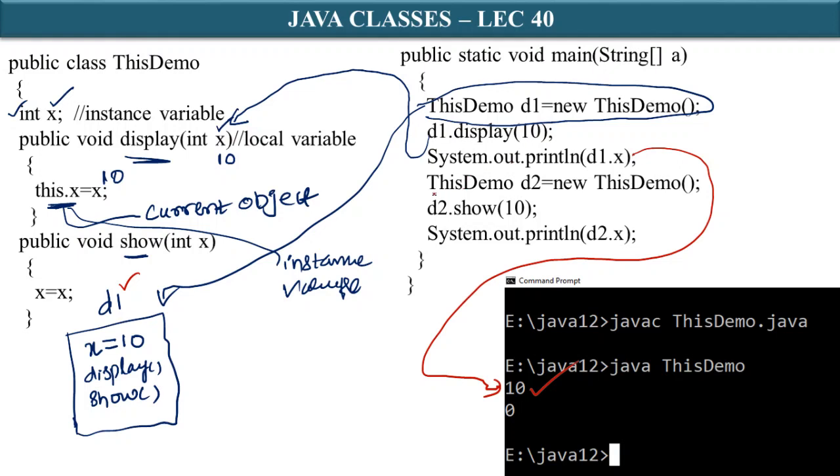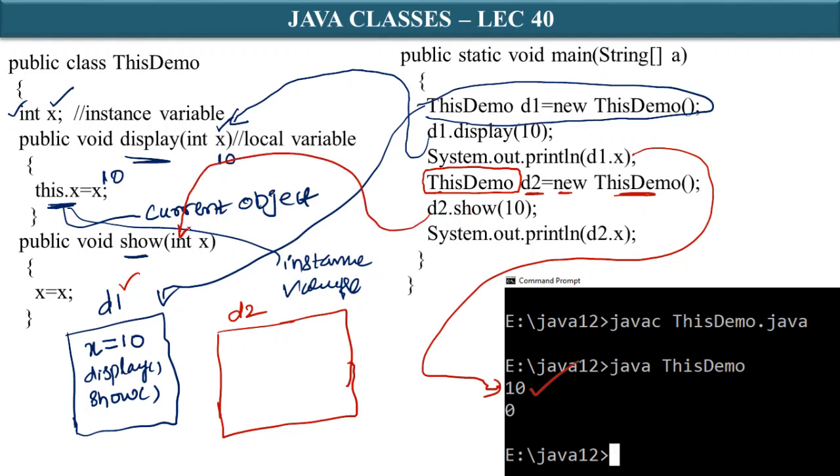Now, let me create one more object. Demo is my class name. How can I create an object? Class name, space, object name, equal to new class name. Therefore, D2 is my object. Which one is my object now? My object is D2. That you must understand. D2 dot show of 10. Where will it go? Control will go here. Therefore, this number 10 will be copied to x. Demo space D2 equal to new Demo means D2 is the object.